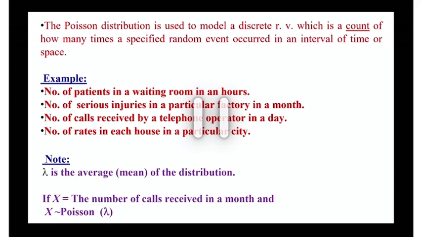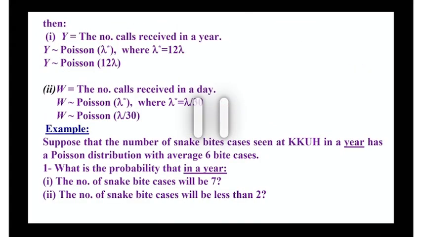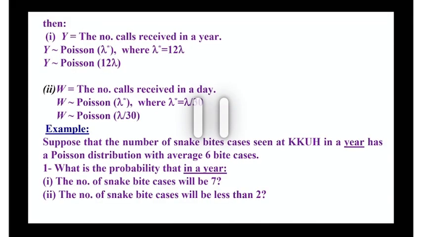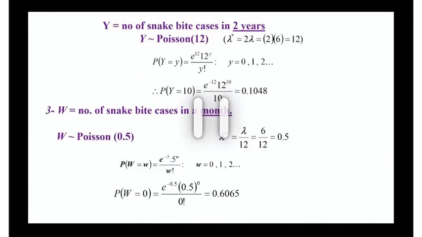For instance, if the lambda here is for the year and you want to figure out the one for the month, you divide by 12. If they say the number of calls received in a day, it will be lambda divided by 30, because you have 30 days in a month. So you have to get a good lambda to be able to understand what to do. Pay attention. The most important thing is how do I figure out my lambda?